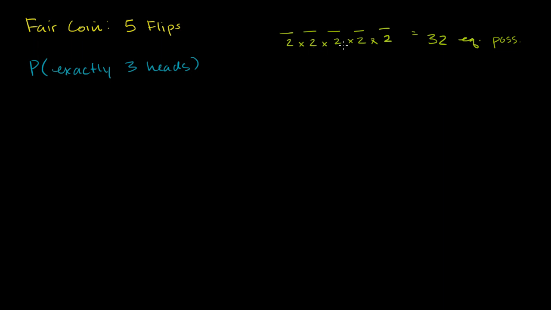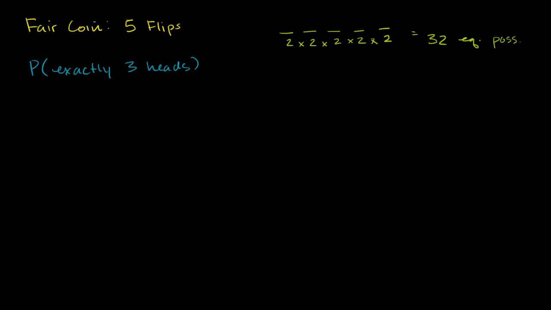2 times 2 is 4. 4 times 2 is 8. 8 times 2 is 16. 16 times 2 is 32 possibilities. And to figure out this probability, we really just have to figure out how many of those possibilities involve getting 3 heads. We could write out all of the 32 possibilities and literally just count the heads. But let's just use that other technique that we just started to explore in that last video.